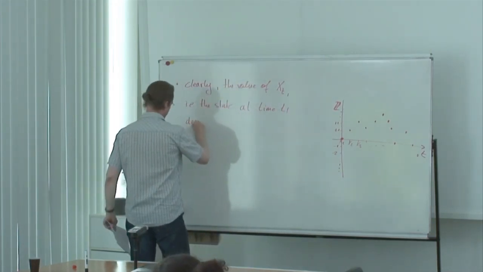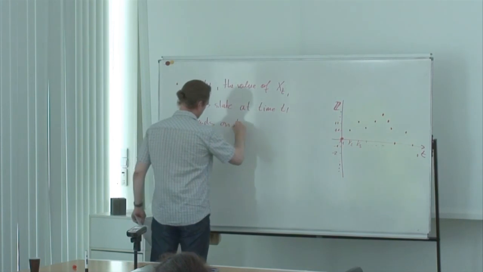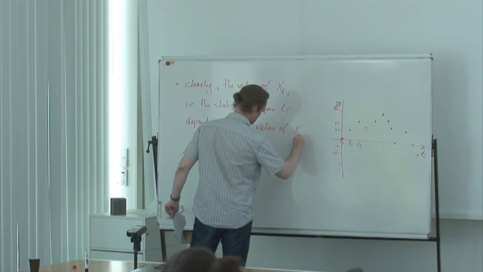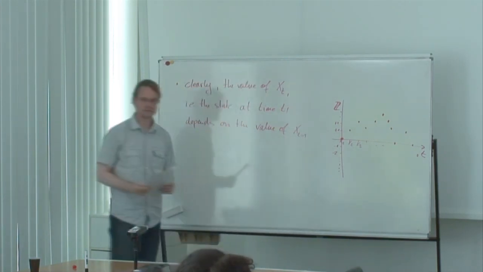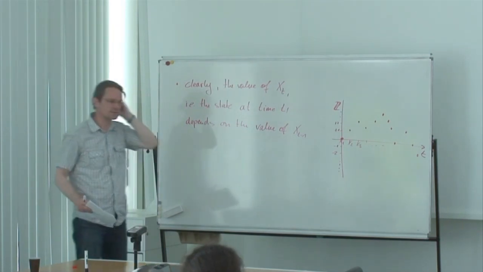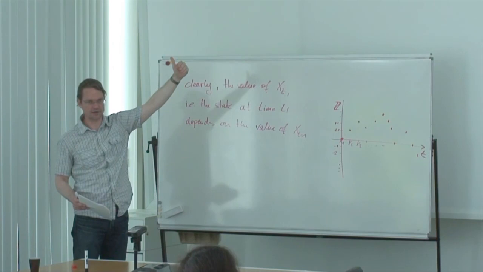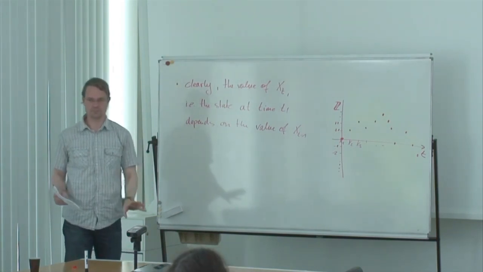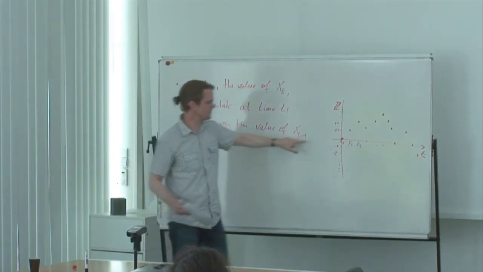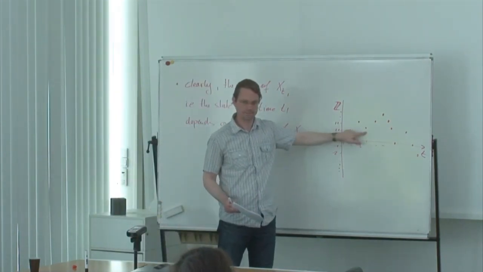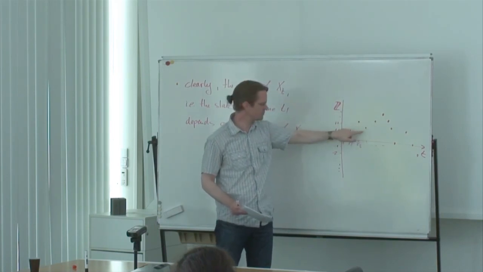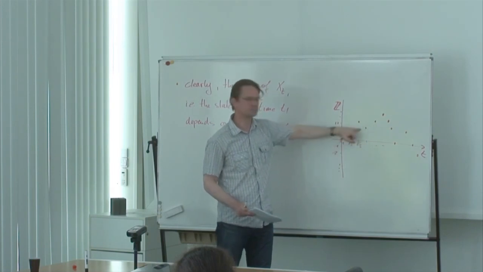Depends on the value of xt minus 1. This is what these two equations said. That it either increases by 1 with probability 1/2, or it decreases by 1 with probability 1/2. So it definitely does depend on whatever value there was before. This one can either be here or there, but it definitely depends on the fact that the predecessor had a value of 2.